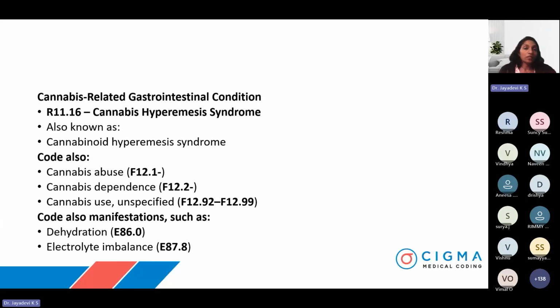Now, cannabis-related gastrointestinal condition, R11.16, cannabis hyperemesis syndrome, cannabinoid hyperemesis syndrome. You can code cannabis abuse or dependence or use if mentioned. You can give the separate code. Also, if manifestations like dehydration or electrolyte imbalance are given in the chart or the record, you can use that code separately along with this cannabis-related gastrointestinal condition, that is hyperemesis syndrome.